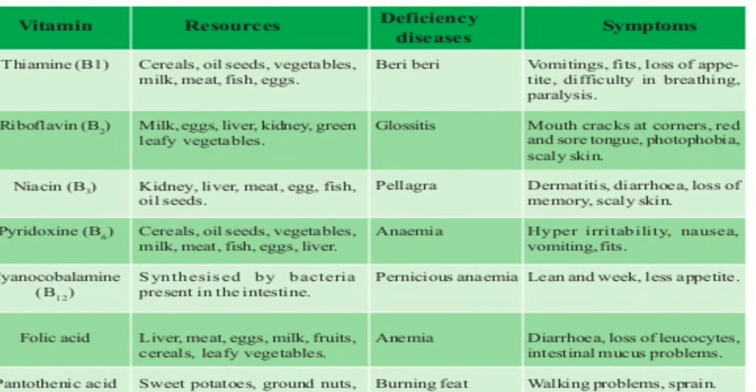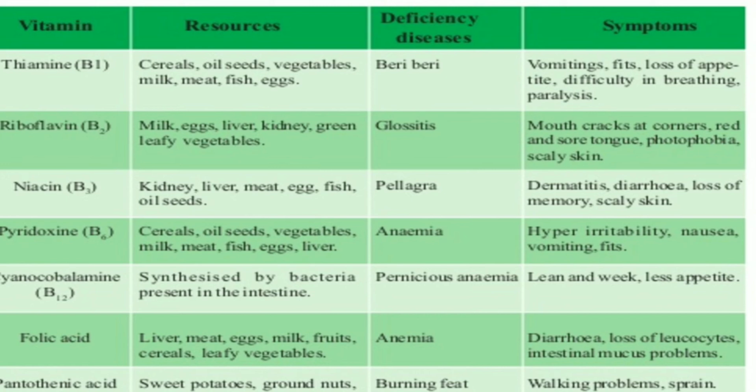Next B6, that is pyridoxine. So what are the sources of this vitamin? Cereals, oil seeds, vegetables, milk, meat, fish, egg and liver. So what is the disease caused due to this deficiency? That is anemia. So what are the symptoms? Hyperirritability. Hyperirritability means getting irritated. Then nausea, vomiting and fits.